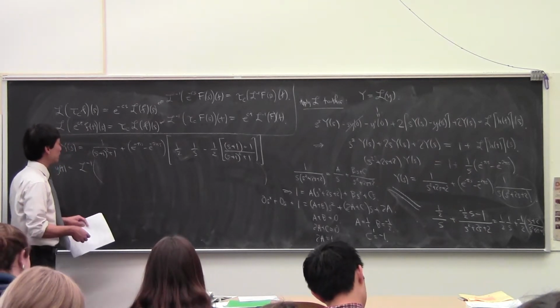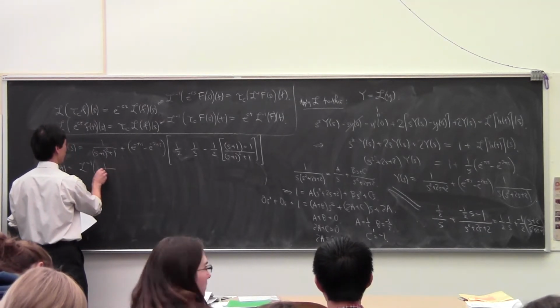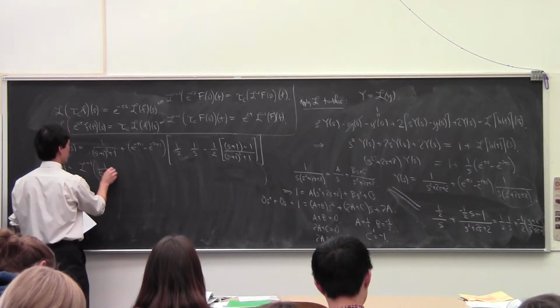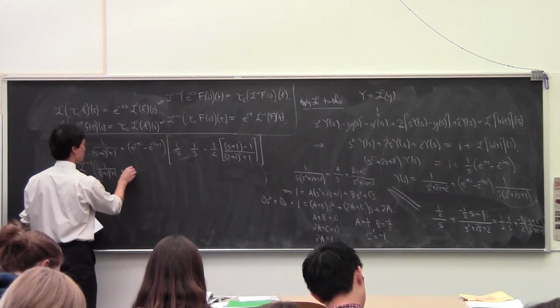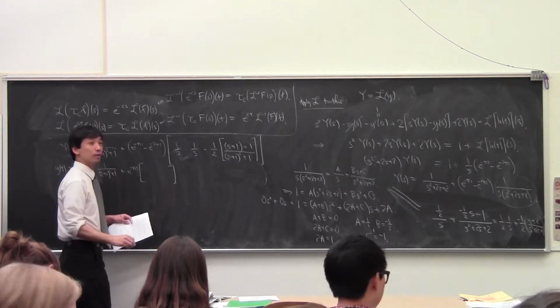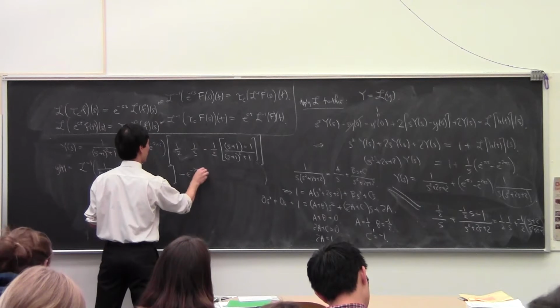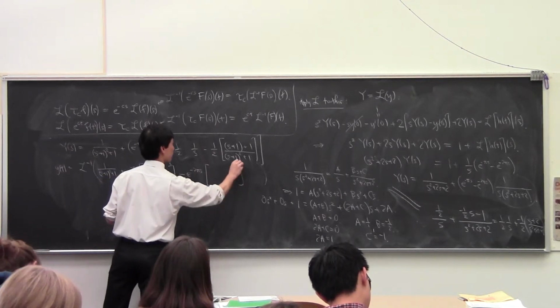Okay. So let's think of this in the following pieces. We're going to divide it like this: (s plus 1) squared plus 1, plus this guy, minus the block, minus this guy times the block.